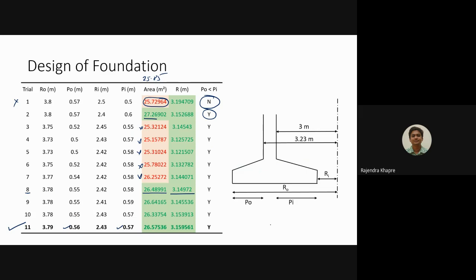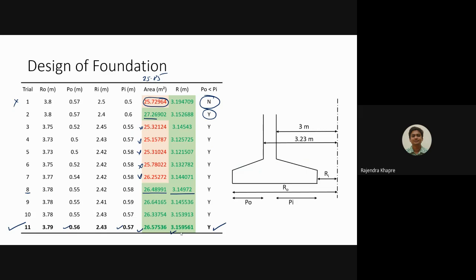So this criteria is also satisfied. The area which is required is 26.5, whereas your actual area provided is 25.8. So roughly 0.7 meter square area is more in this, okay. And if you see the value of R, it is also very close to, or rather it is in between the wall, that is 3 and 3.23, exactly in between.